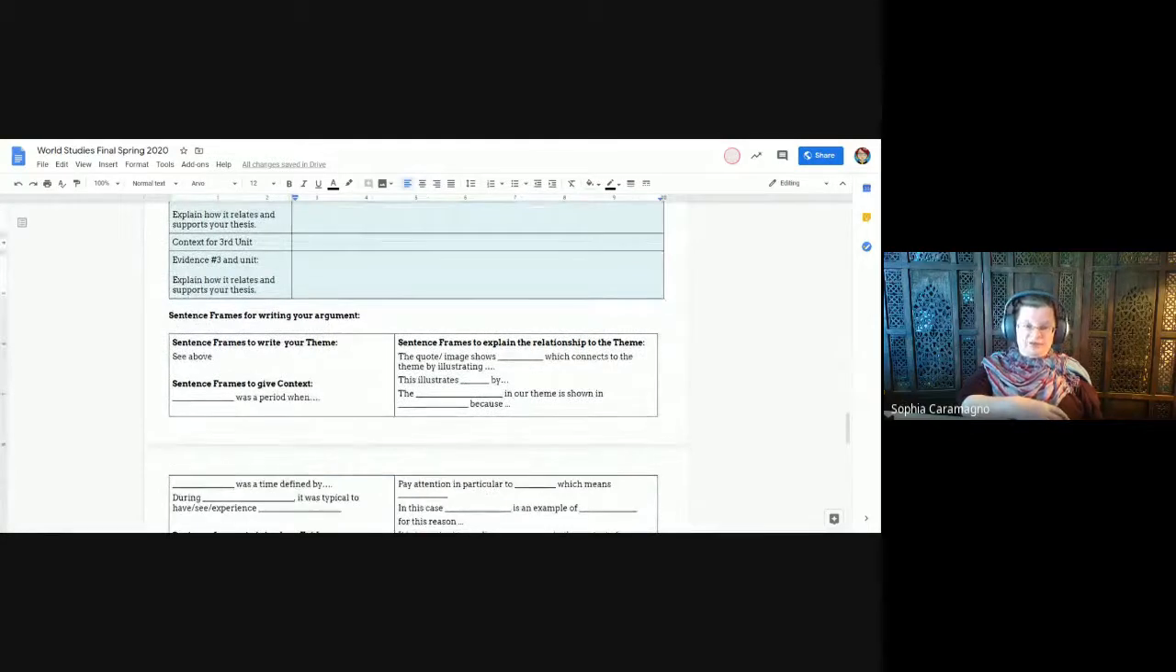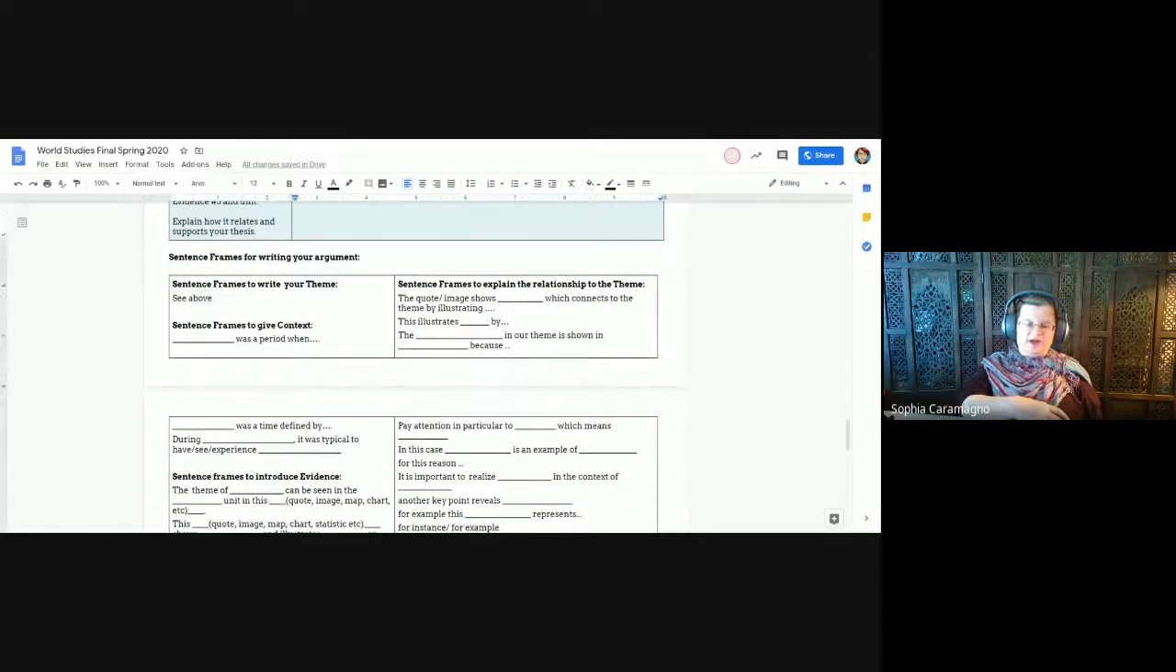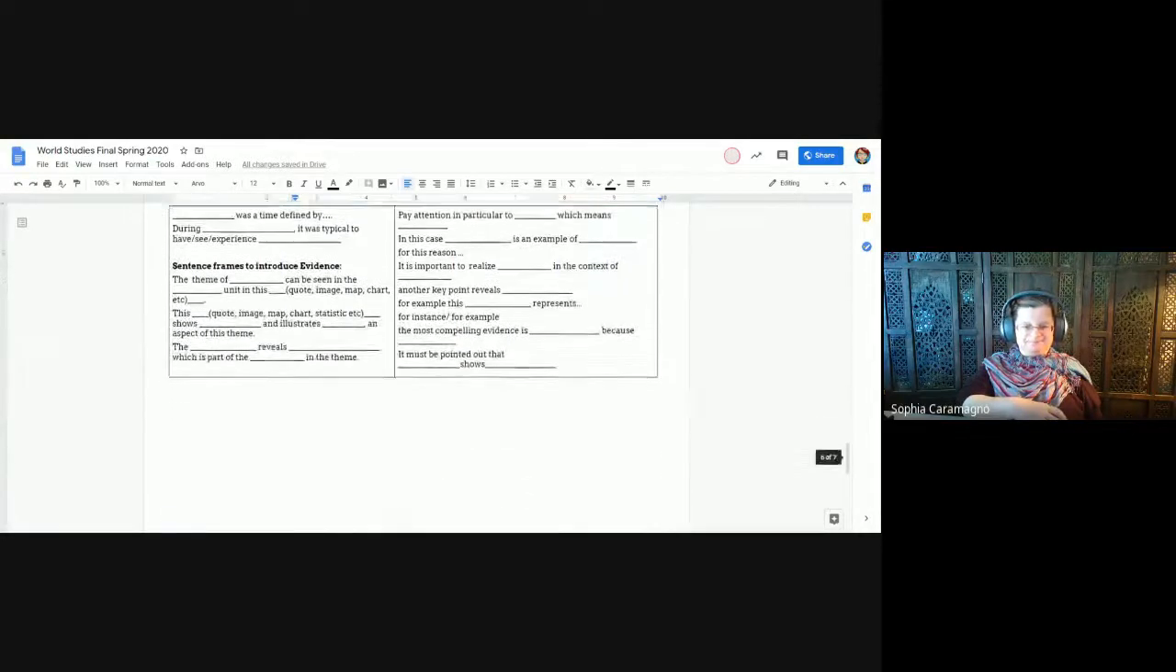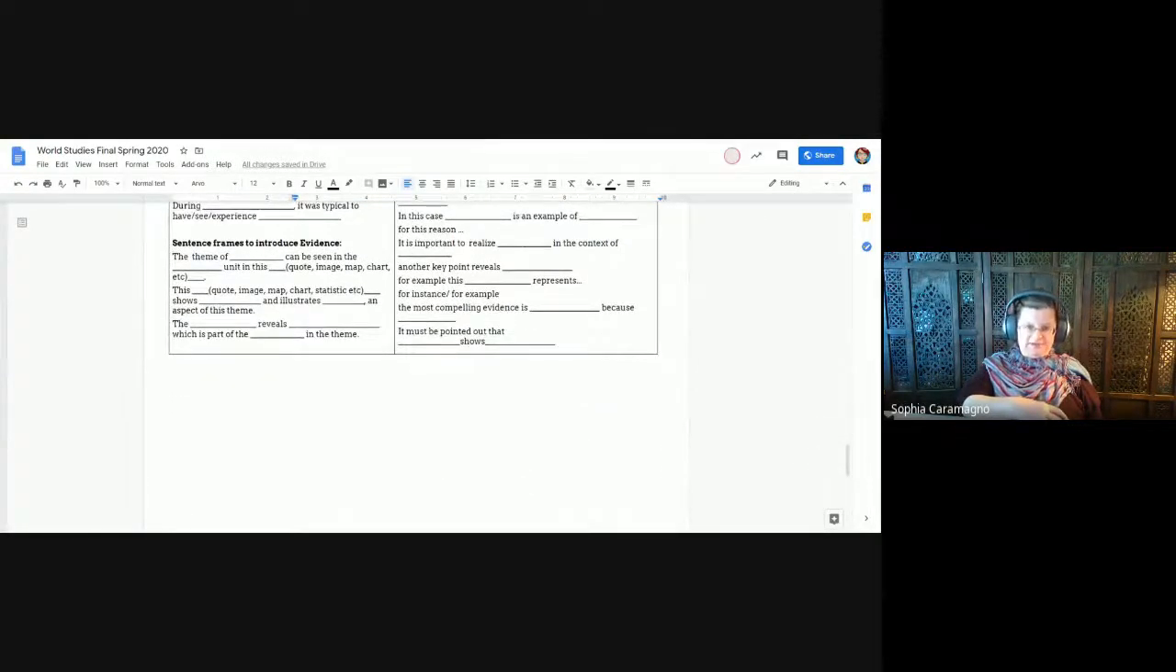There are some sentence frames here for you to use for each of these tasks: sentence frames for context, sentence frames for introducing evidence, and for explaining the relationship to the theme. Feel free to use any of those if you want to.